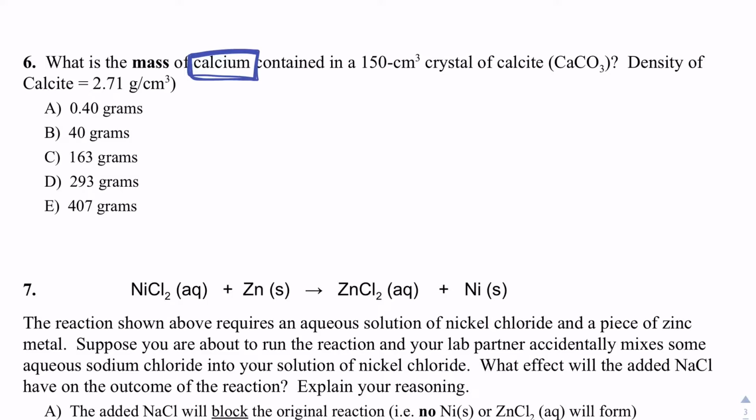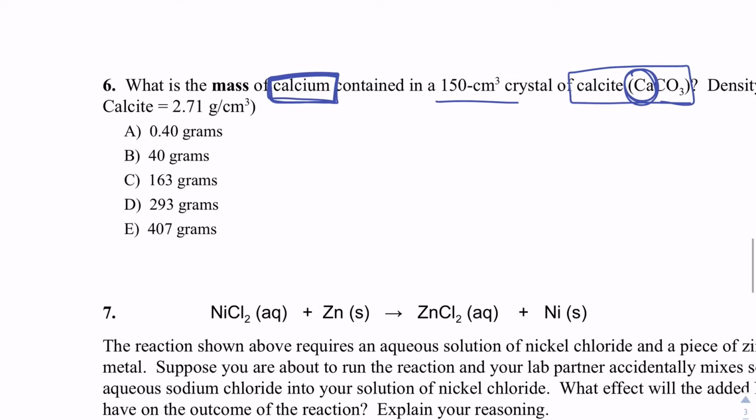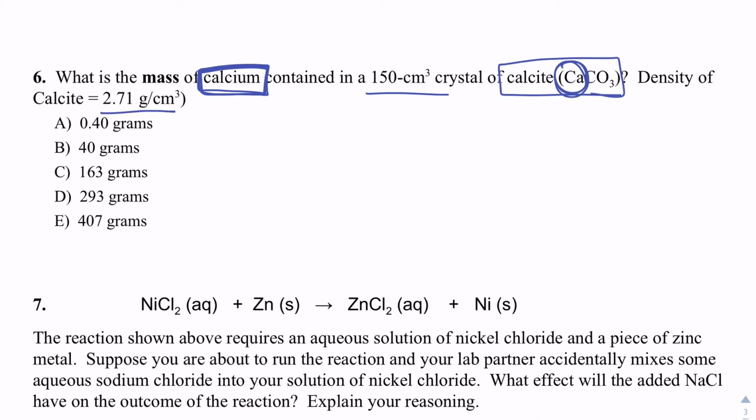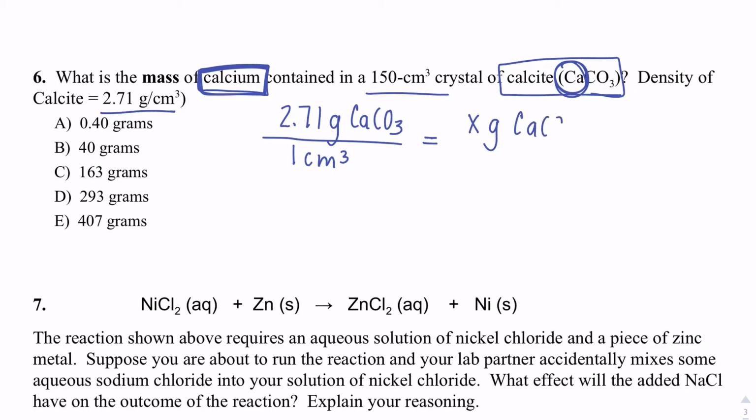The first thing you'll need to do is figure out the mass that you have of calcite. And then from here, we can look at the percent composition of calcium in our calcite. First things first, how much mass do we have? So we'll set up a proportion using the density. 2.71 grams of calcium carbonate is in 1 centimeter cubed. How many grams of calcium carbonate are in 150 centimeters cubed?